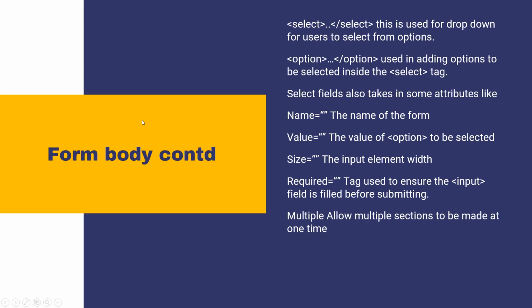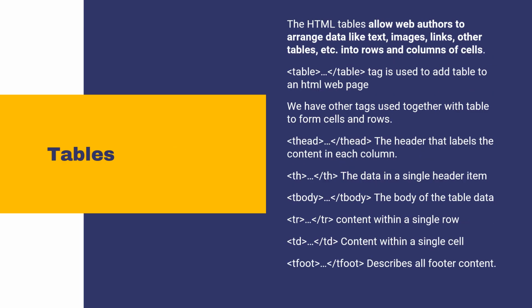Okay, so we have other tags that we'll make use of aside from the input. We have the select. We use this for the drop down for the user to select from options. Then once we write the select, we'll start putting in the options using the option tags. Inside this select tag we can have a name, we can have a value, we can have a size, we can have required. A lot of things like that.